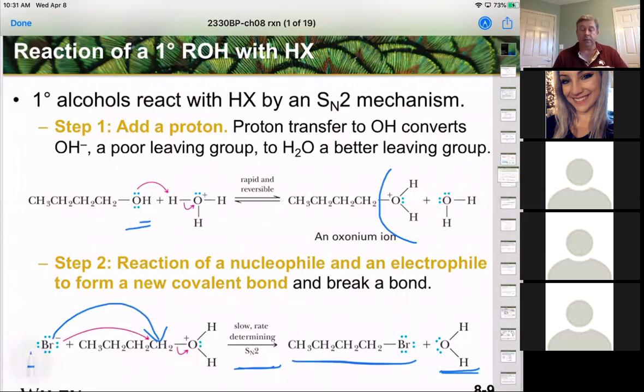So it does do the reaction, but that's why we need a lot more of this. We need concentrated material. We have a lot of HBr around there so our concentration of nucleophile is high enough so it reacts that way. But again, it never goes through that carbocation intermediate. So that's the interesting thing about it.